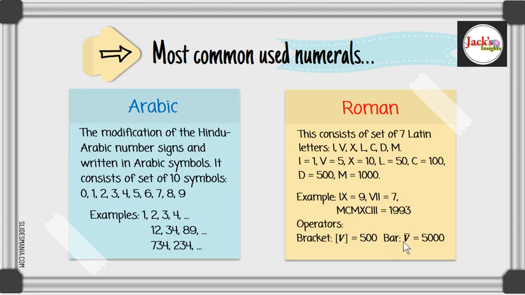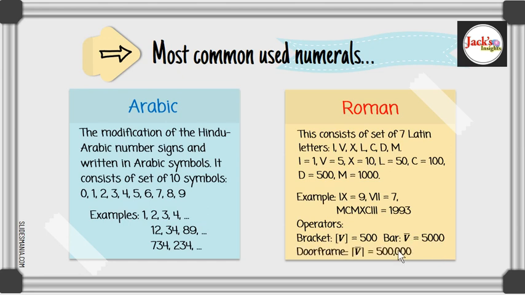Another operator is the bar. We have the bar sign. It means you are going to increase the number by 1000 times. So since V is 5, times 1000, it means 5000.